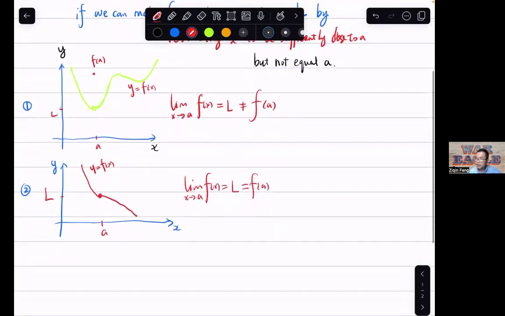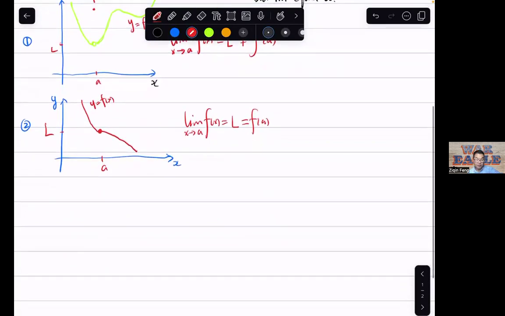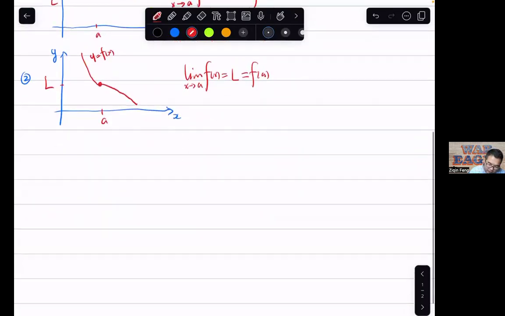Okay, now let's see another modification of limits, because we consider both sides of A. But sometimes maybe on one side, the function goes to a number. On the other side, the function goes to a different number. Let's see a third example here.